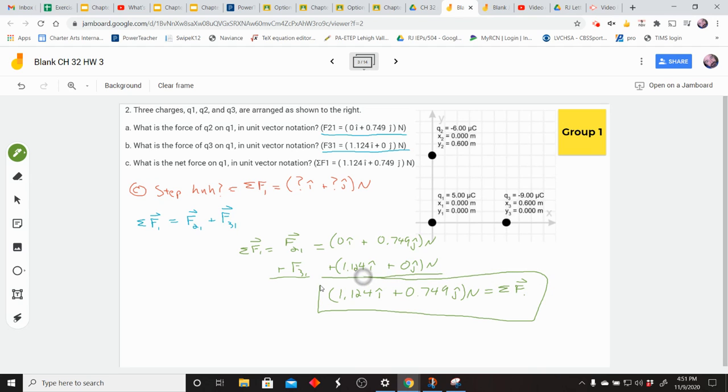So you put a box around it. You solved for the right thing, the sum of the forces on 1. We wrote it in the right way with the right notation. So it looks like that.